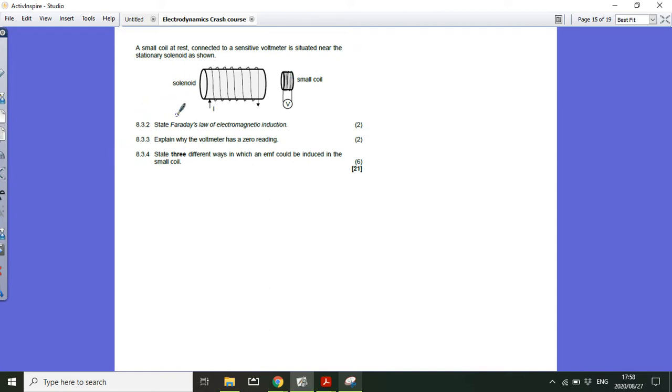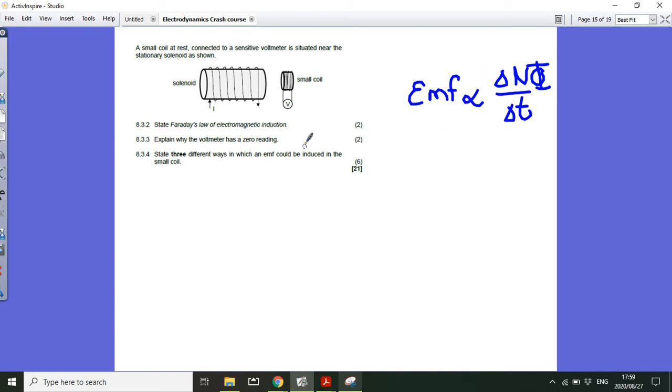The first one here states Faraday's law of electromagnetic induction. Please remember for this law, get it right. 2 marks. So it's going to be the EMF is directly proportional to the rate of change in magnetic flux linkage. You have this equation on your information sheet. If you just said magnetic flux, it's also fine. Do not say equal, because remember it's not equal, because then we need the minus sign.